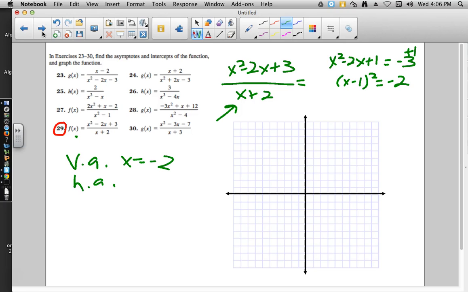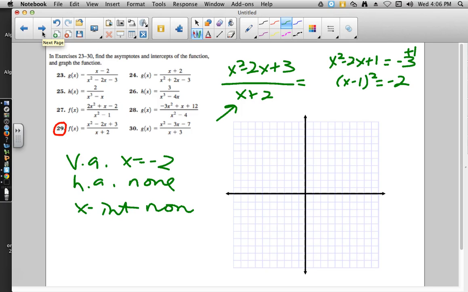Horizontal asymptotes, well, that's all about the powers. And we see here that we would have infinity squared over infinity, and so that's going to go on forever. So we don't get one when the degree of the numerator is greater than the degree of the denominator. That's just going to keep going. So there's another piece of information we have to do without.